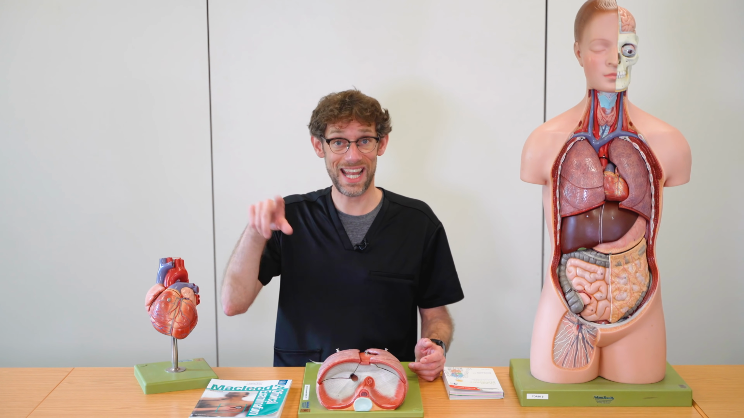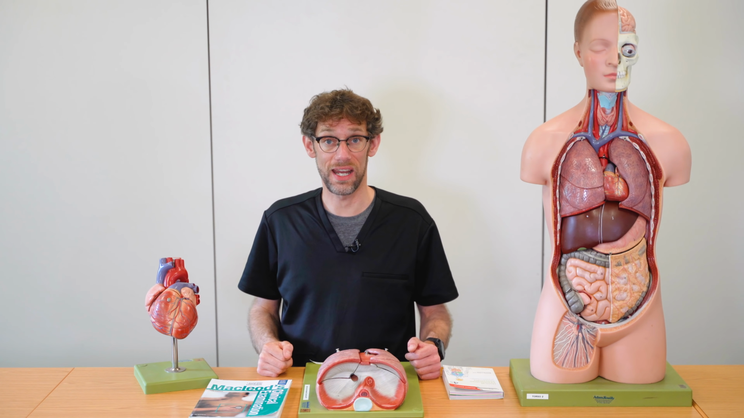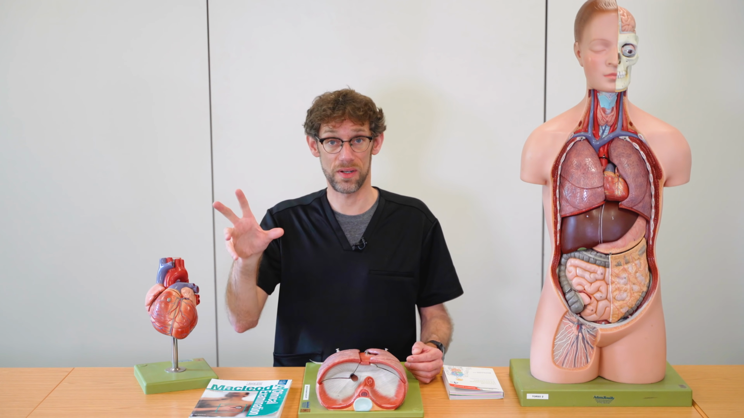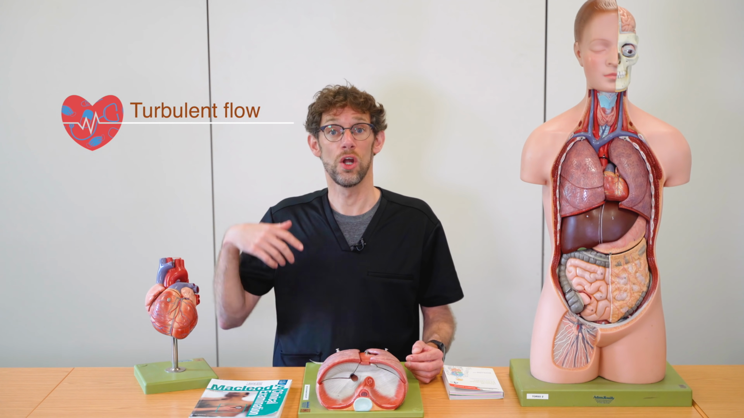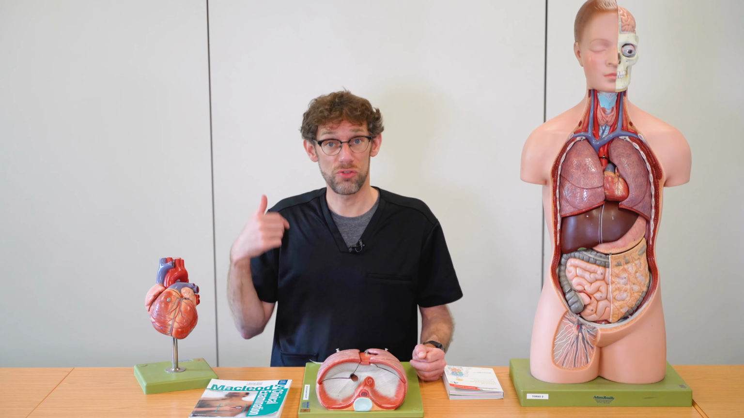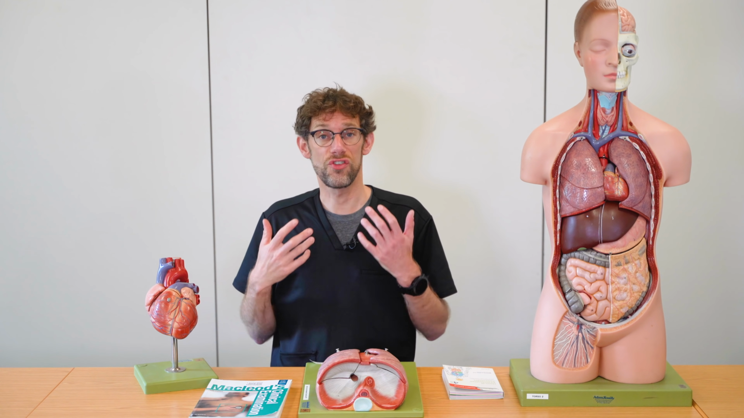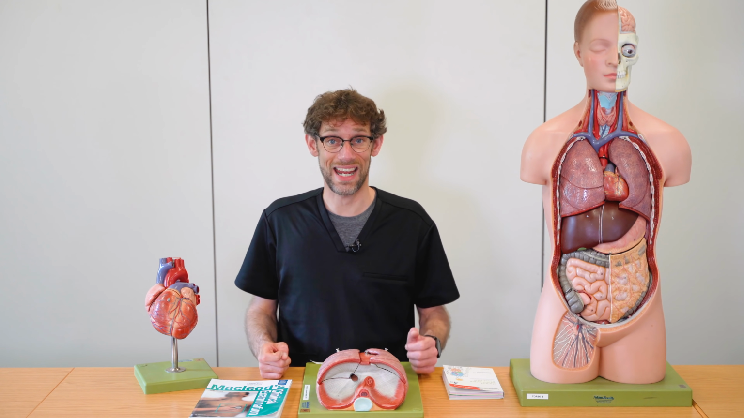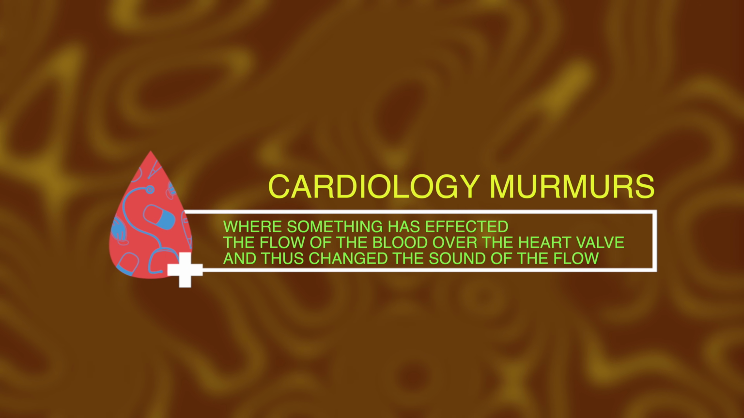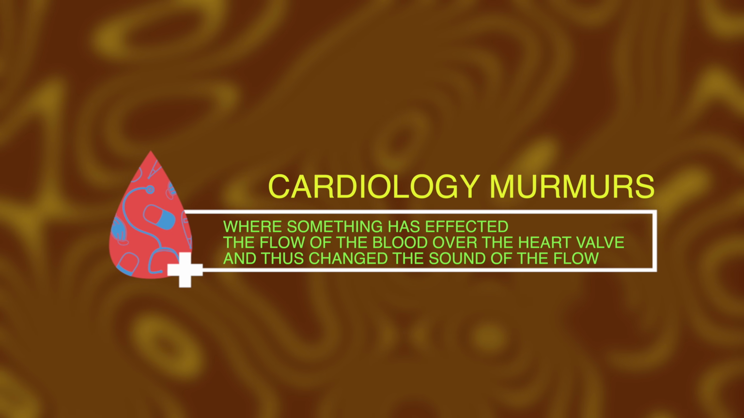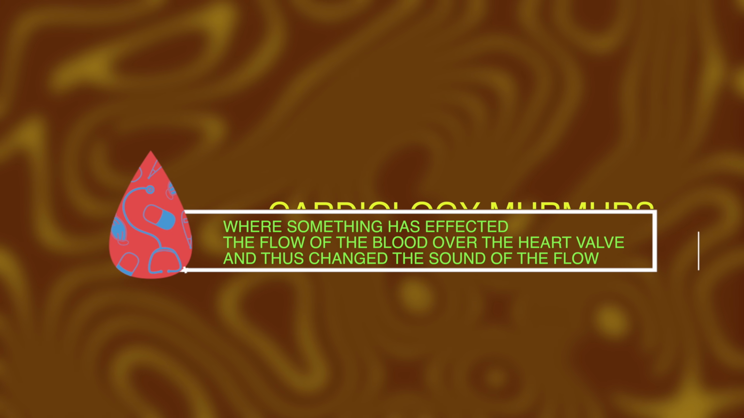However, if we put something in that tube, for example, from cardiology, if we were to put a plaque there, or maybe thicken the valve so that we no longer get this uninterrupted laminar flow, we get turbulent flow, then we get extra noises here. It's the same as if on the road there's a sudden speed bump that everyone has to go over. It changes the pattern of the fluid dynamics, so we're getting extra noises. And that's what we're going to be looking at with cardiology murmurs, where something has affected the flow of the blood over the heart valve and thus changed the sound of the flow, or perhaps the sound of the valve closing.